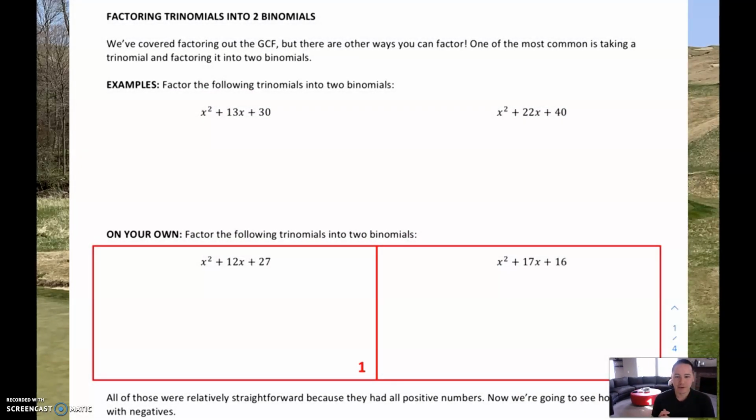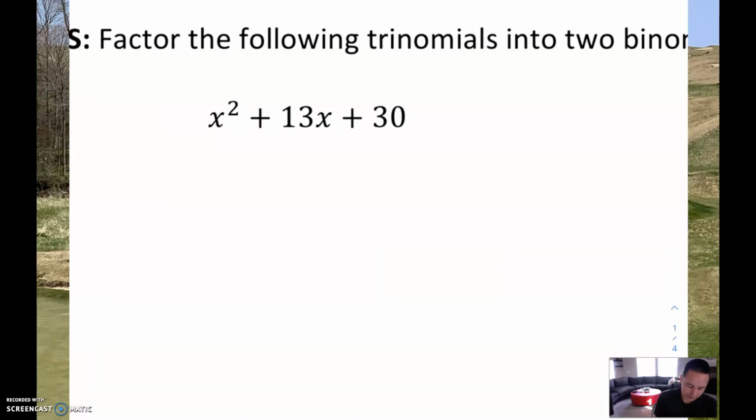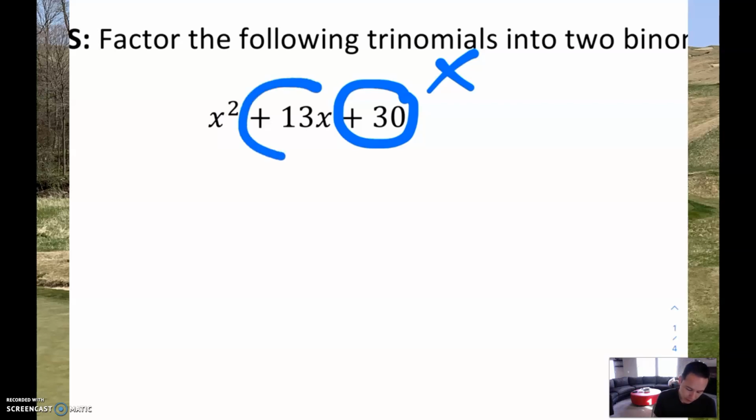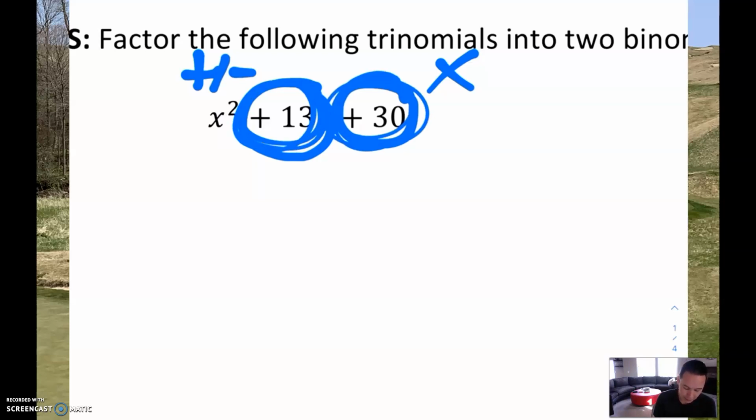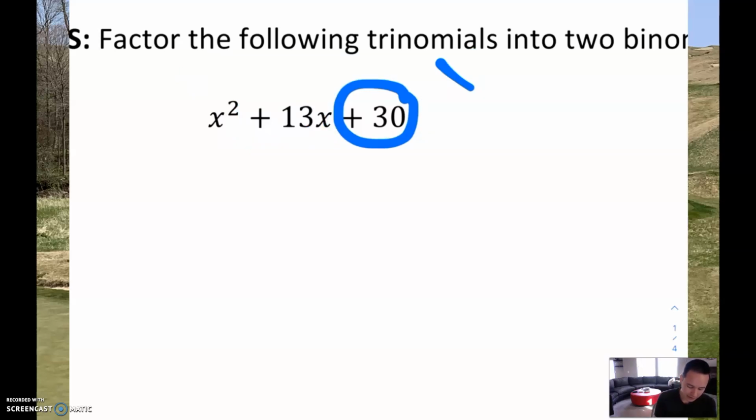Just before we get started, I want to give you kind of the cheat sheet of this. You're going to have to look for a set of numbers that multiplies to the last number. So in this case, we have to look for a set of numbers that can somehow multiply to be 30. And those 2 numbers also have to either add or subtract to that middle number. In this case, it'll add or subtract to 13. So multiply to this number, and they have to add or subtract to that number. And let's go ahead and get started with the first example.